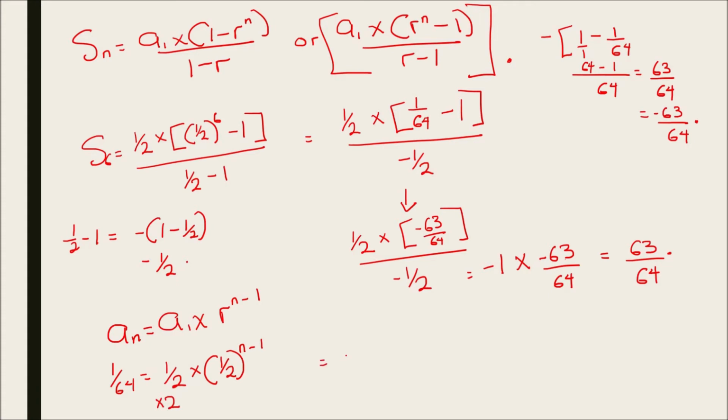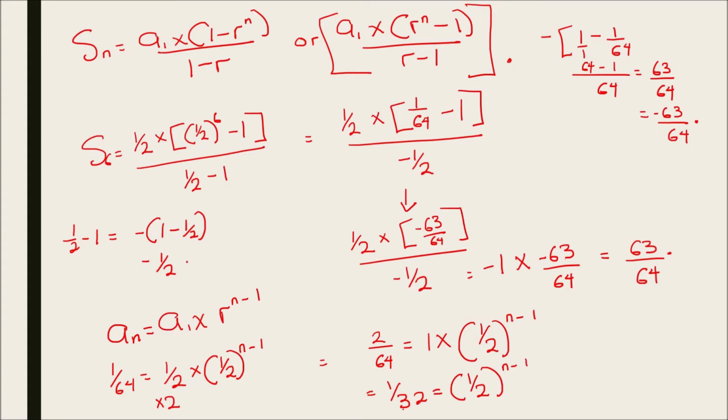So we have 2 over 64 equals, half times 2 is just 1, so equals 1 times half to the power n minus 1. Okay, so what is 2 over 64? That is 1 over 32 equals half to the power n minus 1.